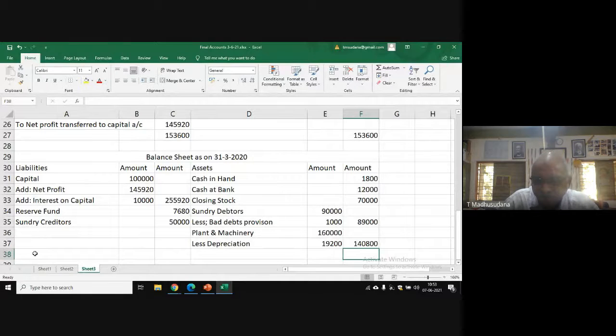So these are the assets that appear on the asset side. Cash in hand, cash at bank, closing stock, sundry debtors less bad debts provision. Here we have deducted the new provision only. In the balance sheet, you always have to deduct the new provision that is given in the adjustments. Next, plant and machinery, less depreciation. These are the various asset items. And the liabilities: capital, add net profit, add interest on capital, reserve fund, and creditors. So what is the total?